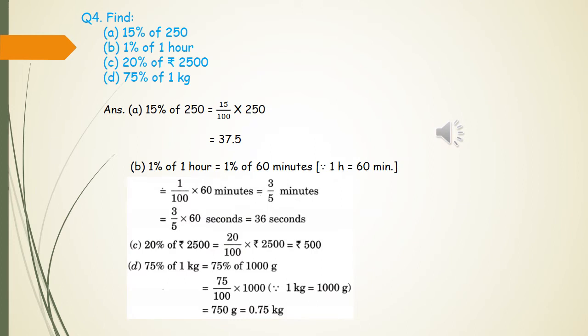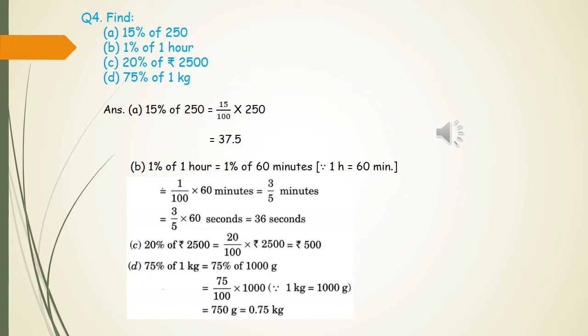Question number 4, we have to find 15% of 250. So 15% of 250 is 15 by 100 into 250. If we reduce, we are getting 37.5. Part B, 1% of 1 hour, that is 1 by 100 into 60 minutes, because 1 hour is equal to 60 minutes. So we are getting 3 by 5 minutes. When we are multiplying this with 60 seconds, we are getting 36 seconds, because 1 minute is equal to 60 seconds.